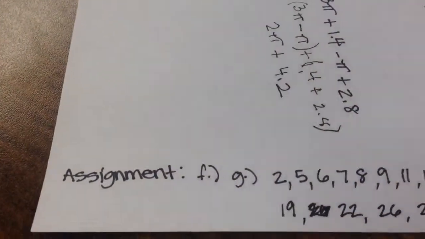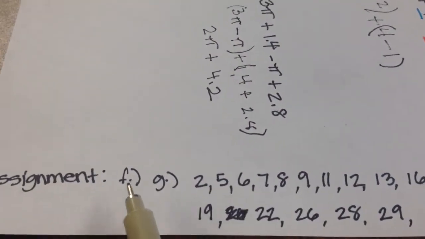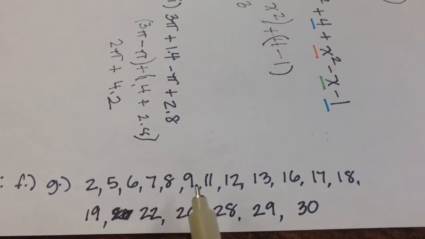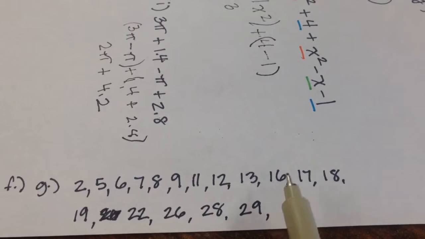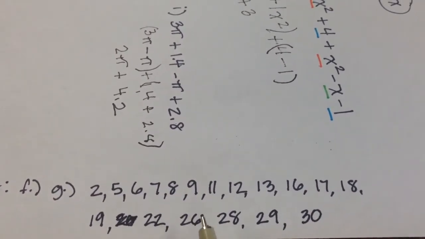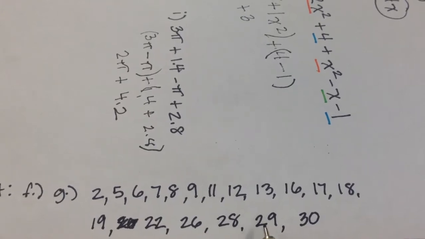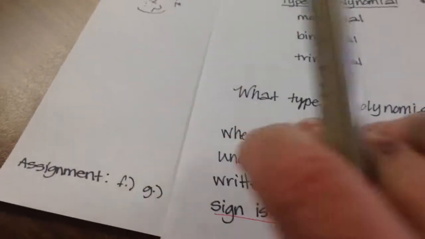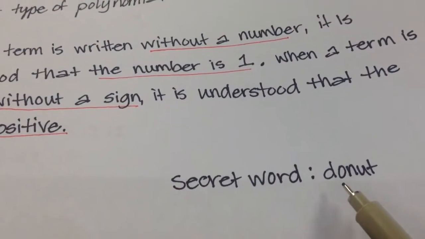really too bad. Here's your assignment. You're going to do practice F and G, then 2, 5, 6, 7, 8, 9, 11, 12, 13, 16, 17, 18, 19, 22, 26, 28, 29, and 30. And the secret word, donut.